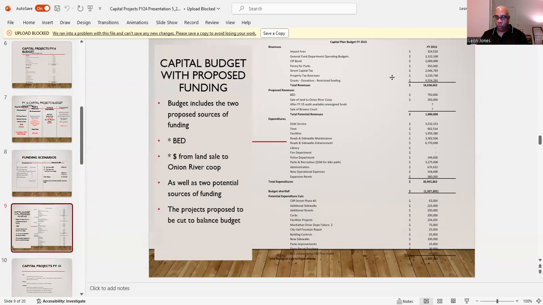I'm going to say from your previous years. Well, you have your proposed revenues. This is where that $1 million comes from, so you can eliminate that shortfall. So when you go ahead and add 1 million to it, then you look at this is your total potential revenues right here. This is your total revenues.